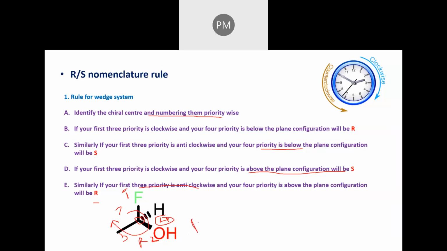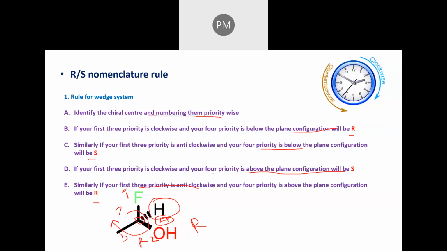So what should be the comparison? The configuration will be R when the lowest priority is below and the rotation is clockwise. When the lowest priority is above and the rotation is clockwise, then it will be S. So I have given the point like this. If your first 3 priorities are clockwise and your 4th priority is below the plane, the configuration will be R. Similarly, if the opposite happens, it will be S.